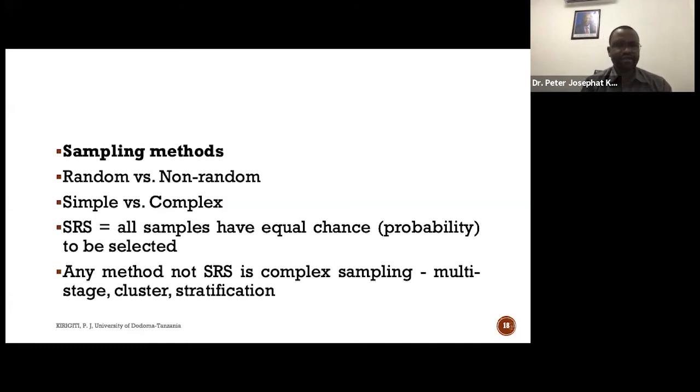For instance, we have simple random sampling, of which all the samples have an equal chance of being selected. But somebody can opt to go for multi-stage. That means you are going to adopt several strategies. Somebody might be interested to go for cluster sampling or stratification. So these are very important issues to consider because here we are referring to representation.